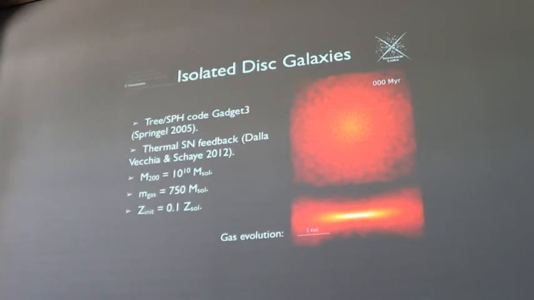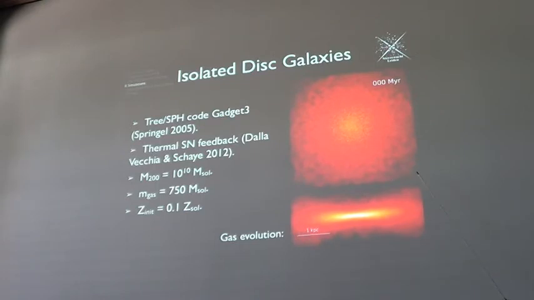but I'm not including AGN feedback here because we're only looking at dwarf galaxies. So here we're looking at idealized isolated disk galaxies. We set up a galaxy with an exponential disk of gas and stars, plus a central stellar bulge, all embedded within a dark matter halo. This example here has a total mass of 10^10 solar masses. We have a resolution of 750 solar masses per gas particle.